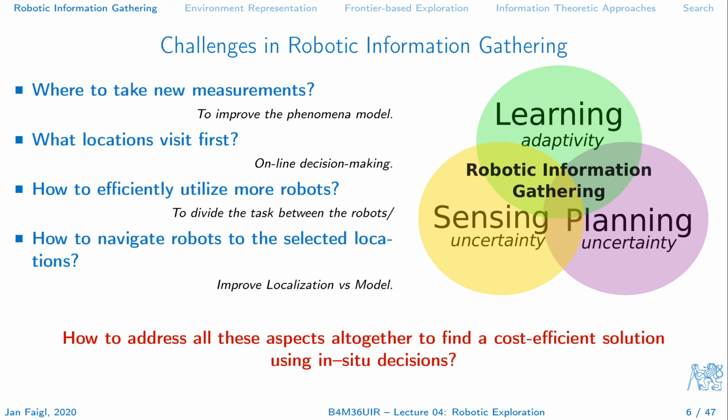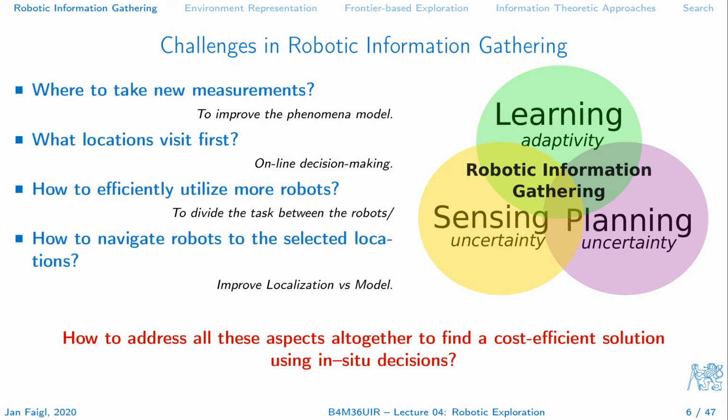And of course, there is the trade-off, because if the robot goes to an unknown environment, then it will probably improve the model. But if the robot stays in an already known environment, it may help it to improve the localization. So robotic information gathering is a combination of learning. We learn the environment, we learn the model, and we need to adapt to the model.